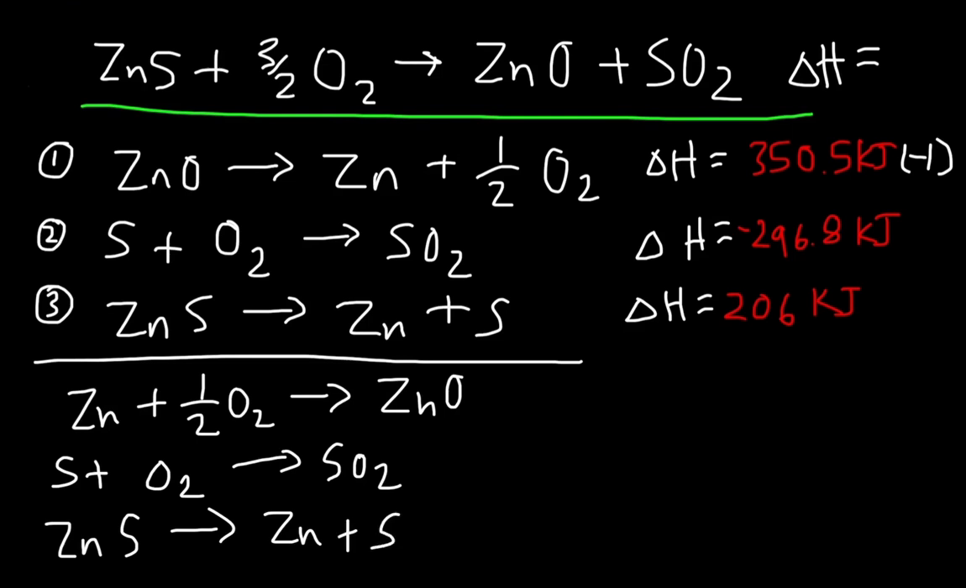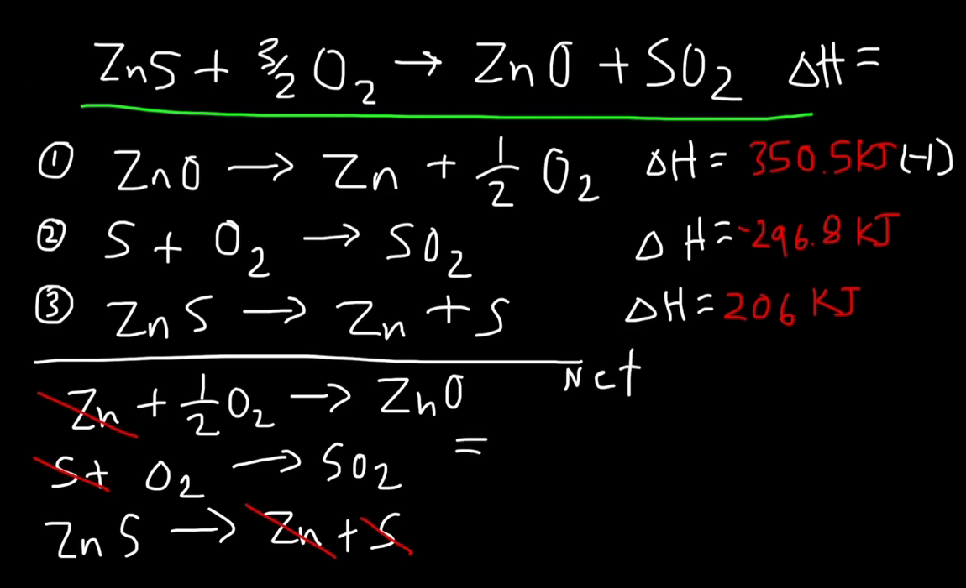By the way, you only cancel out when the same element or molecule is found in the reactant side and the product side. So for example, here zinc cancels out with the zinc here because this is in the product side, but this is in the reactant, so they both cancel out. And with sulfur, I could cancel this out here, cancel that out. And that's really it. Now I'm just going to add them.